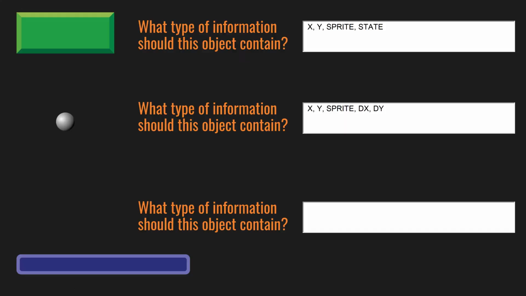Then the last one: what type of information should the bar object contain? What do you think? What type of information should this object, the bar, contain? Okay, X, Y, and input. X, Y, sprite. Oh, an input. Got it. Yeah, so we can call this direction. You guys are nailing this. Okay, good. So that's exactly what we're going to do.